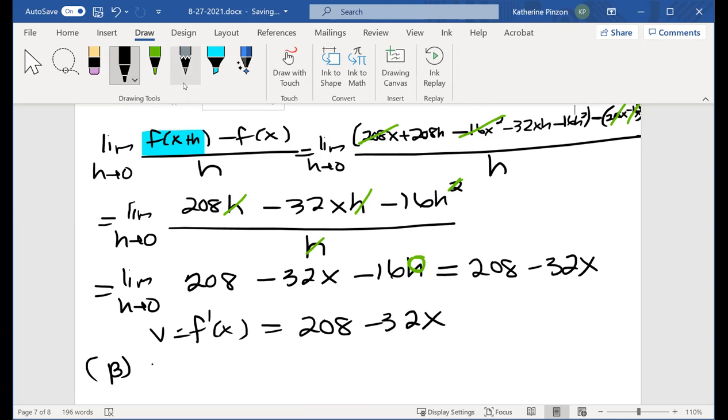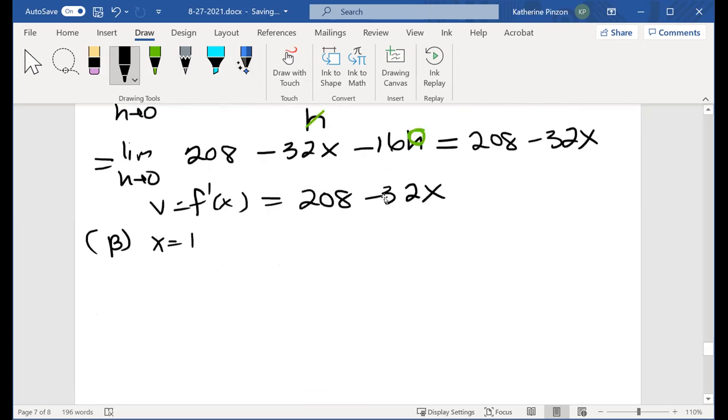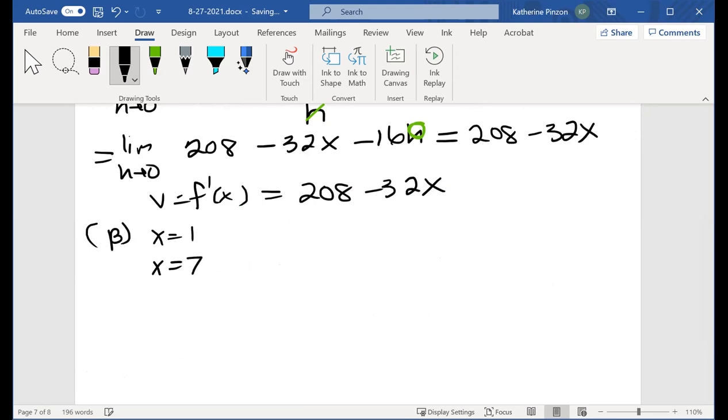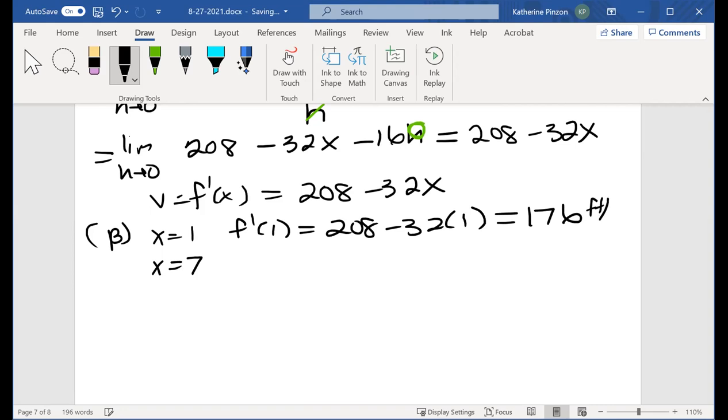Part B says find the velocity when x equals 1 and when x equals 7. What are you going to do to find the velocity when x equals 1 and when x equals 7? Plug in 1 and 7 into this formula, right? Luckily, we found this formula, or we'd have to do that limit thing over and over again. It was already crappy enough. I'm going to plug 1 into this velocity equation, and 7 into that velocity equation. F prime of 1 is 208 minus 32 times 1. 176 feet per second.